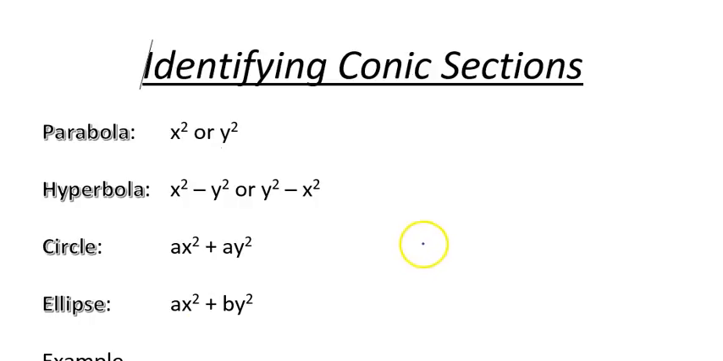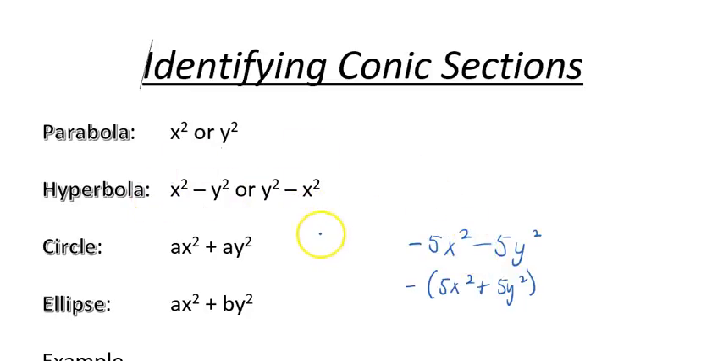Also watch out for something like negative 5 x squared minus 5 y squared. Technically those have the same number in front, and if I factored out the negative, I would have 5x squared plus 5y squared. So that is technically a circle because they're both negative. To be a hyperbola, one has to be positive. So as you're checking those things, keep that in mind.